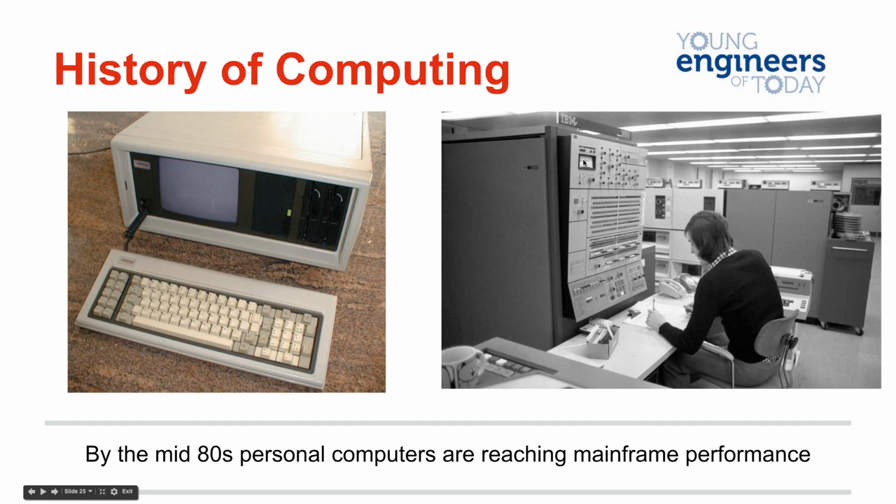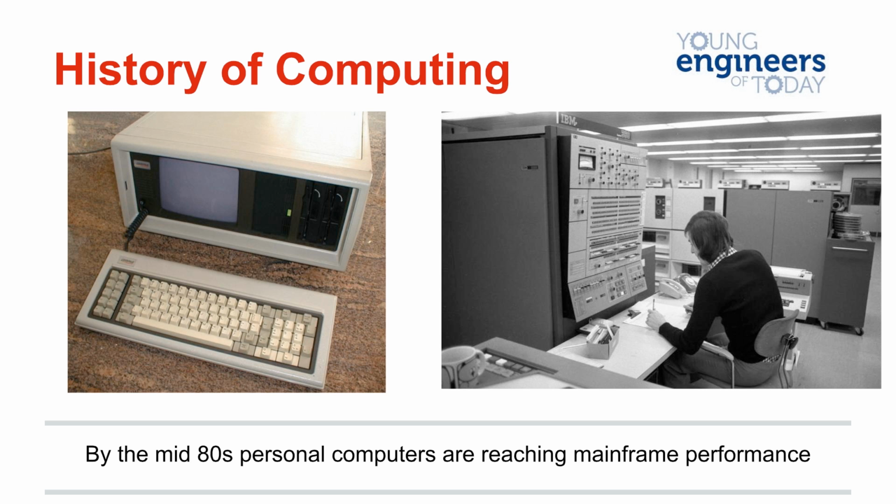All right. By the mid 80s, personal computers are reaching mainframe performance, meaning that mainframes were still being used because they were faster. They were huge, but they were faster than a personal computer. But as technology advancements made personal computers more and more accessible, they became just as awesome with performance compared to mainframe.